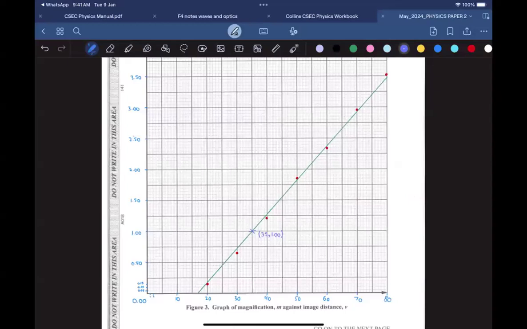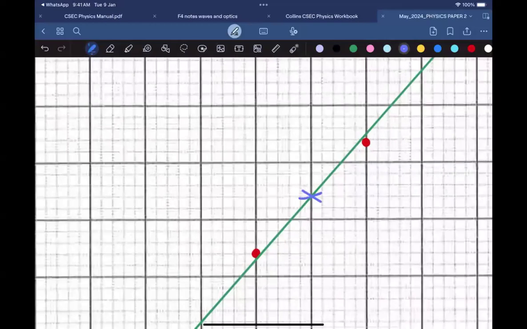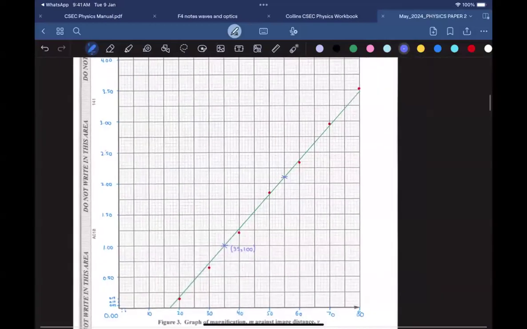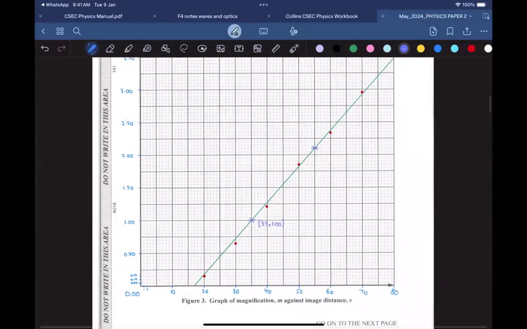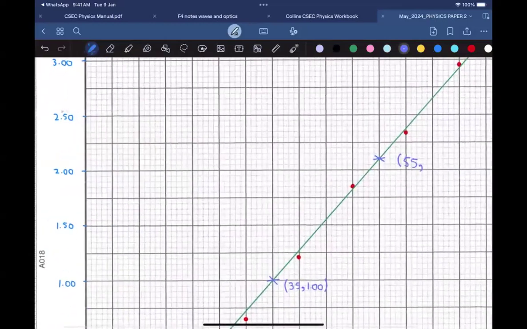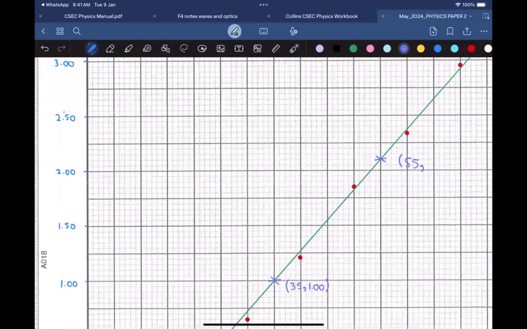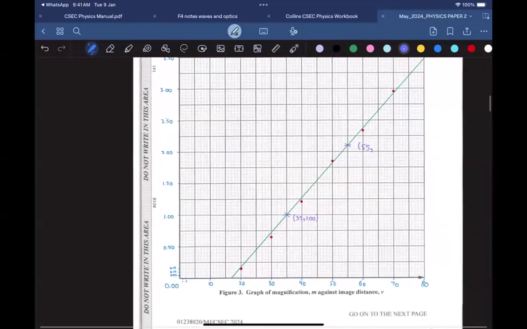55 and 2.02. 55 and 2.02 right here. Yeah, and who's that? Nicholas? Right, so it's almost 55 and, come on, that is 2.1. 2.02?